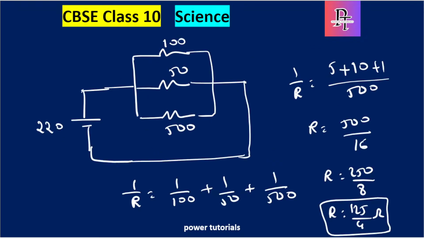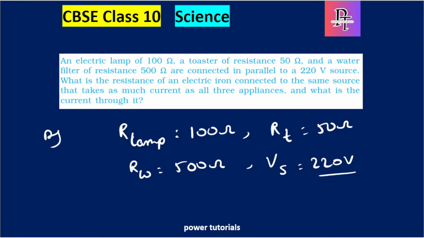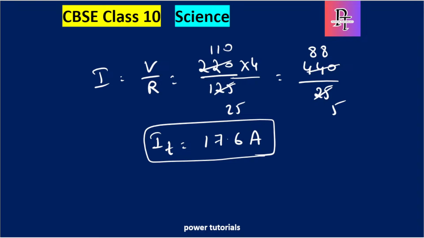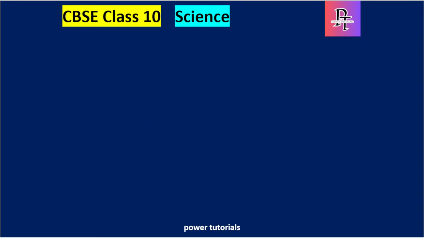So this current they are saying is passing through an appliance, which is an electric iron. So simple. The current is nothing but 17.6 amperes. Let's move to the next question.